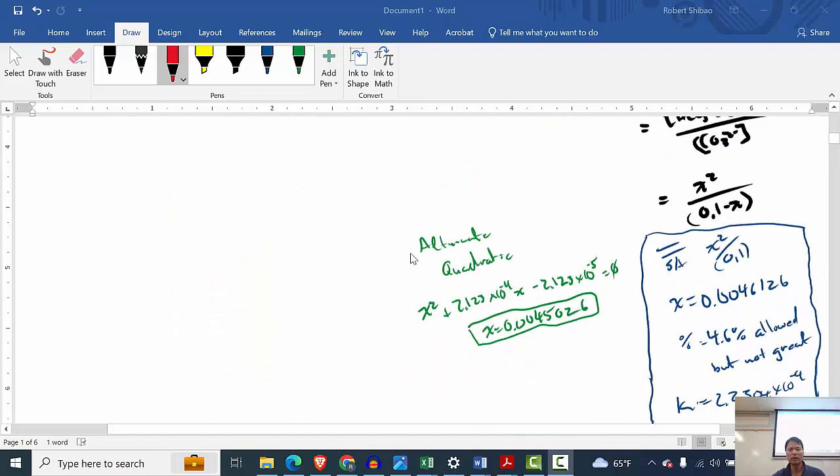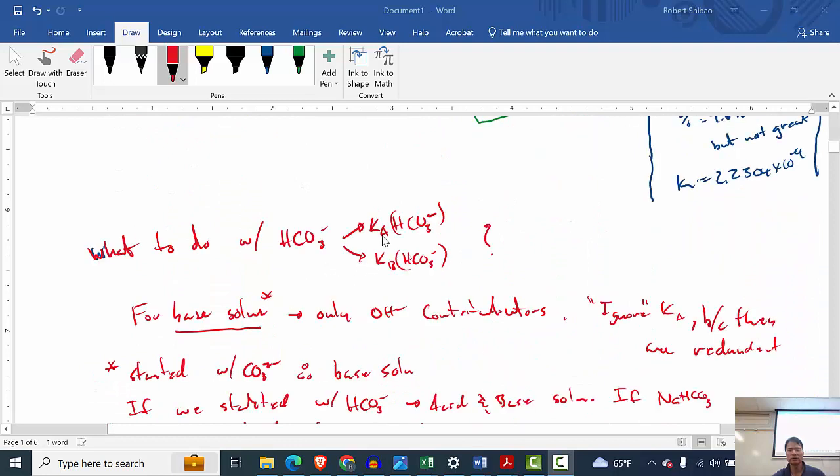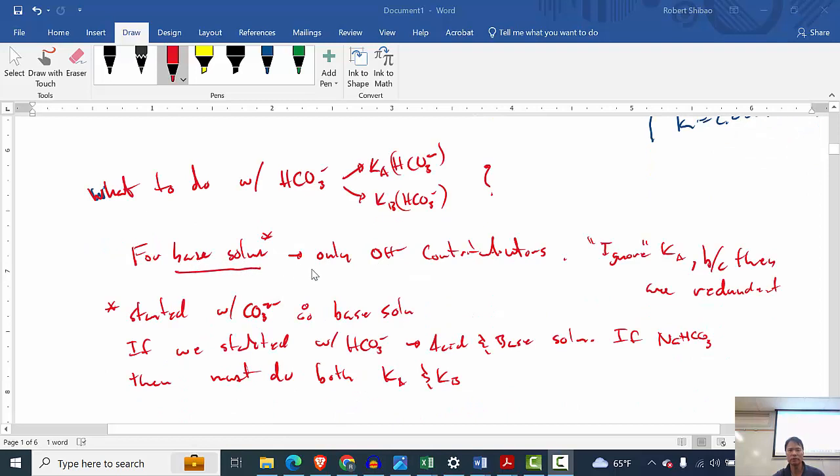Here we have the bicarbonate left, and we have to figure out what to do with the bicarbonate. We look back: the solution is a base solution, because we started with carbonate, which is a base and only a base. Carbonate cannot be an acid, and therefore we only look for hydroxide contributors. Bicarbonate is both a hydroxide contributor, Kb, and a hydronium contributor, Ka. We're only going to look at the Kb for bicarbonate and ignore the Ka, because ultimately we don't need to worry about the Ka. I'll show you shortly.